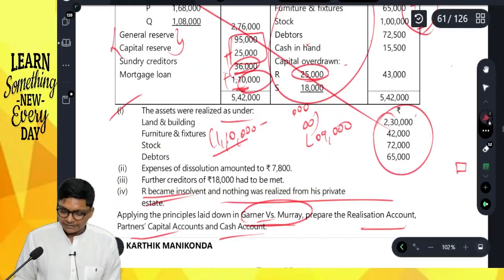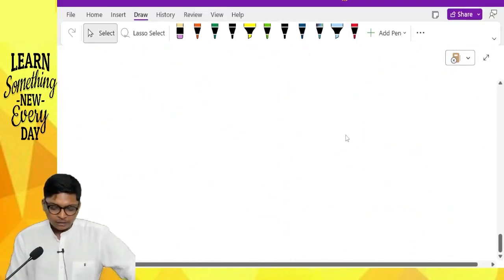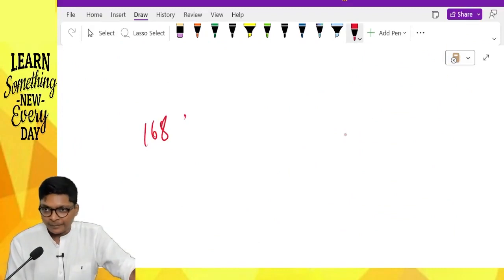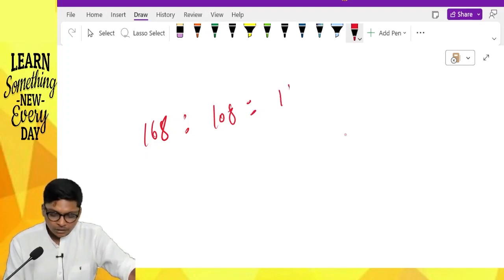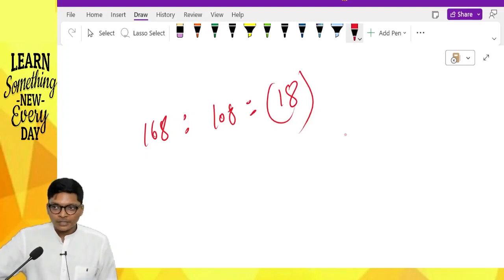See what they are saying is capital ratio. So can I write 168 opening capital balance is to 108 opening capital balance, R will not be there. So the other, S, is 18. Can't write like this. But 18 is negative. Are you following? So I can't apply capital ratio.